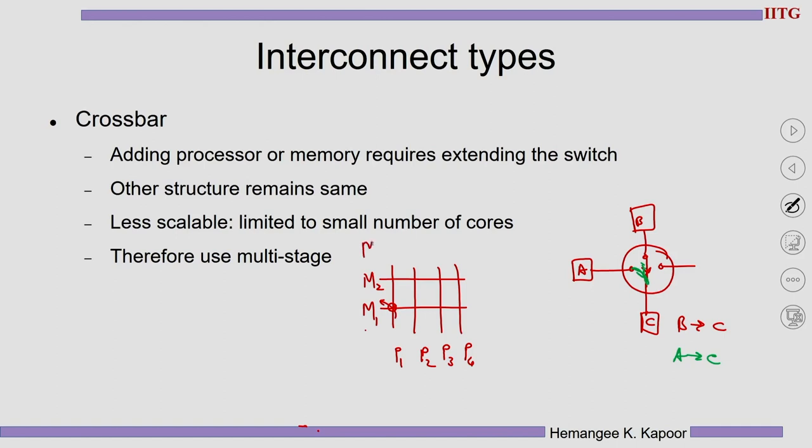Okay, so suppose a third memory module gets added or a fifth processor gets added, you need to extend this network, or this is called the switch. So you need to extend these switches to increase the size of the connections or size of the network. So adding a processor, you need to extend the switches or add more switches to the crossbar. Remaining structure remains the same. But as you will realize, this is not so scalable beyond some number of cores. All right. So this only works for a small number of cores. And so what to do if this is not scalable?